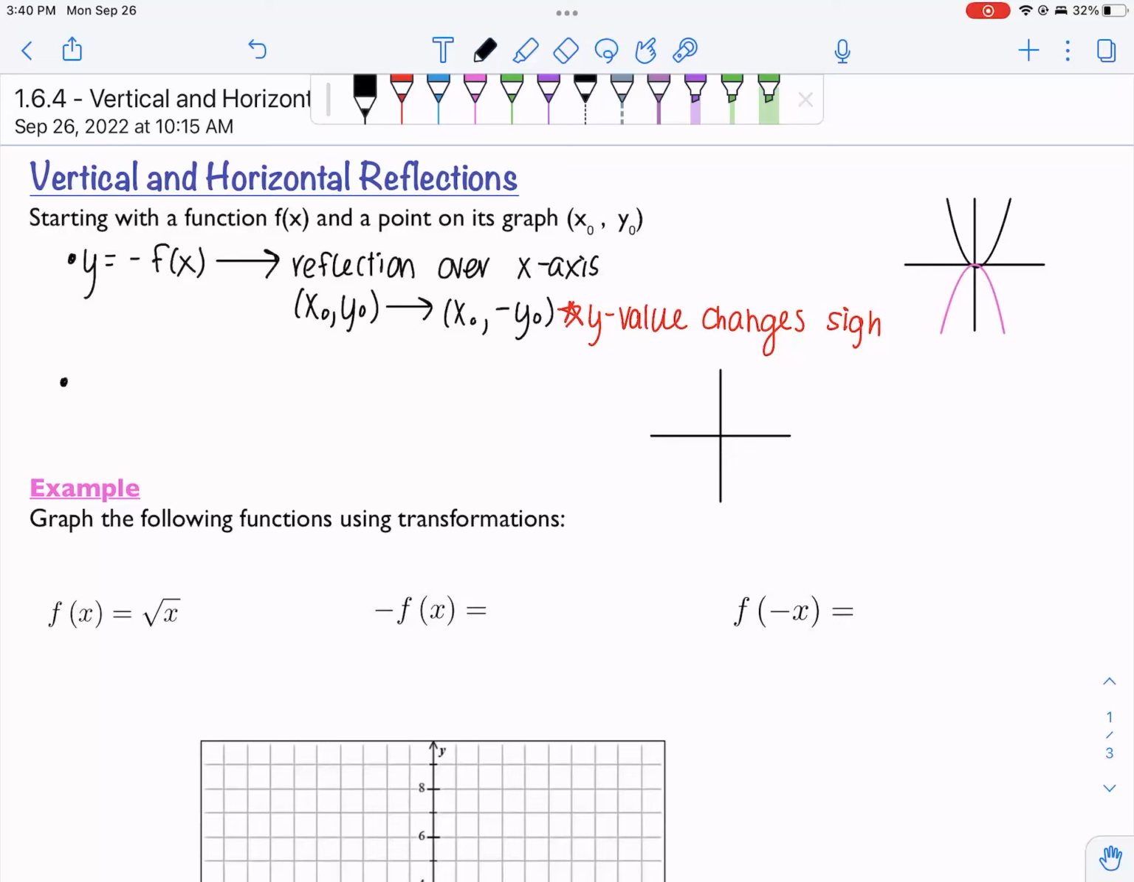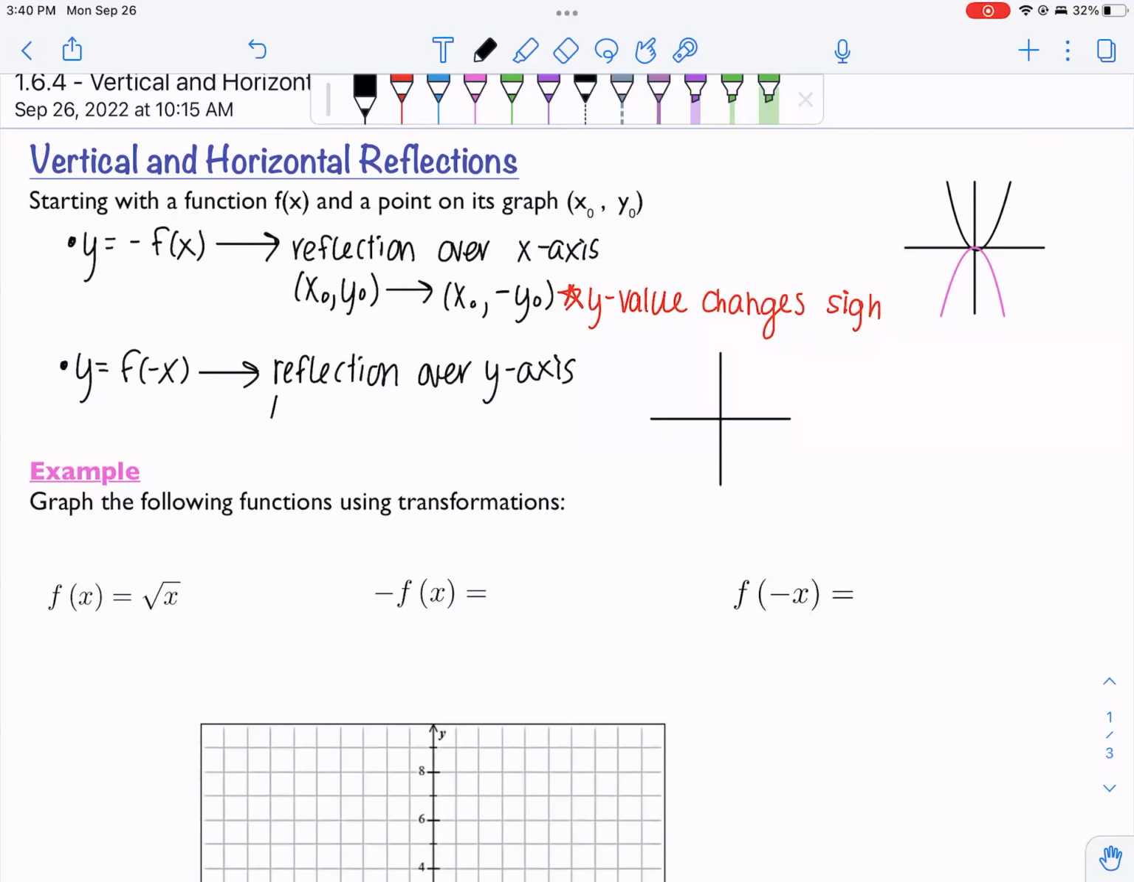On the other hand, if you have a negative on the inside of your function, f of negative x, this is going to be a reflection over the y-axis. So your original point x naught, y naught will get translated to the point negative x naught, comma, y naught. So y stays the same, but x changes sign.